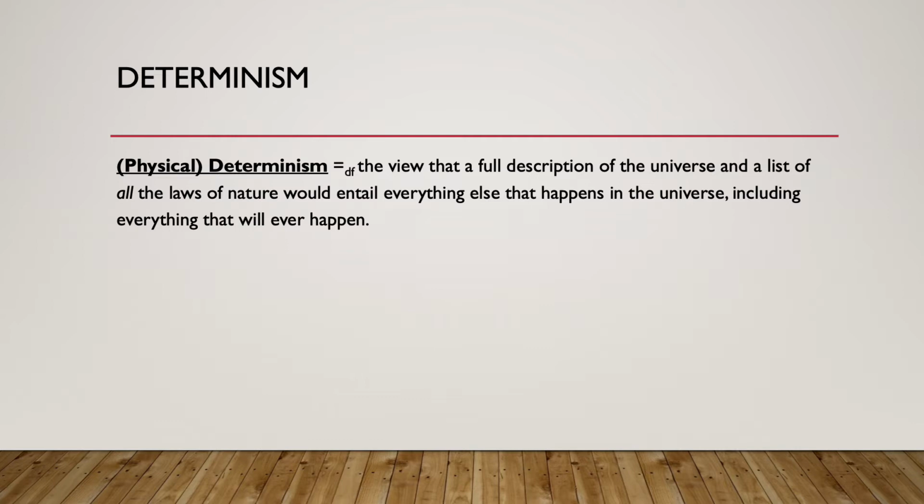So it's the view that a full description of the universe, so everything that's happening here, there, and halfway across the universe, including everything that's happening to every single atom, electron, proton, neutron, everywhere in the universe, take that description and add a list of all the laws of nature, the law of gravity, laws of thermodynamics, the three laws of motion. That information would entail everything else that happens in the universe, including everything that will ever happen in the future. So I like to represent this as the idea, and this is a simplified version of that definition, that the past plus the laws of nature together equal or determine the future.